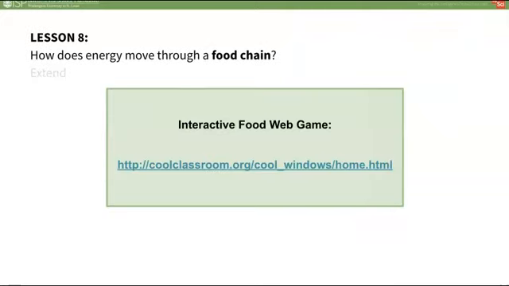There is an optional extend activity that would be helpful to a range of learners. This is an interactive food web game students can play online. Adobe Flash will be required to run this simulation.